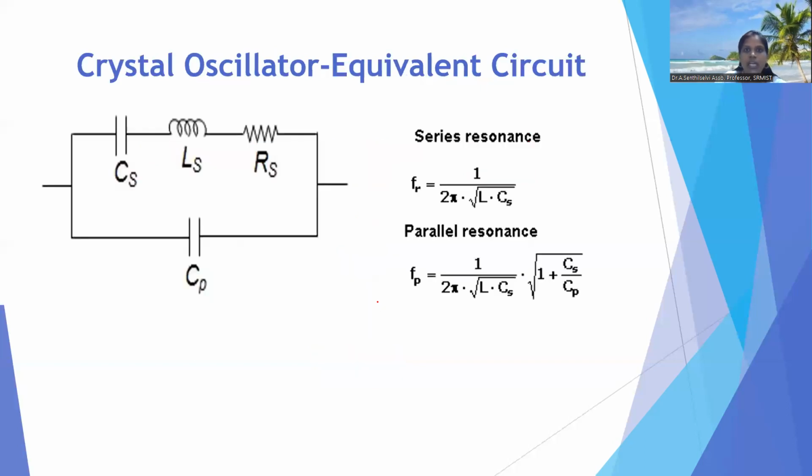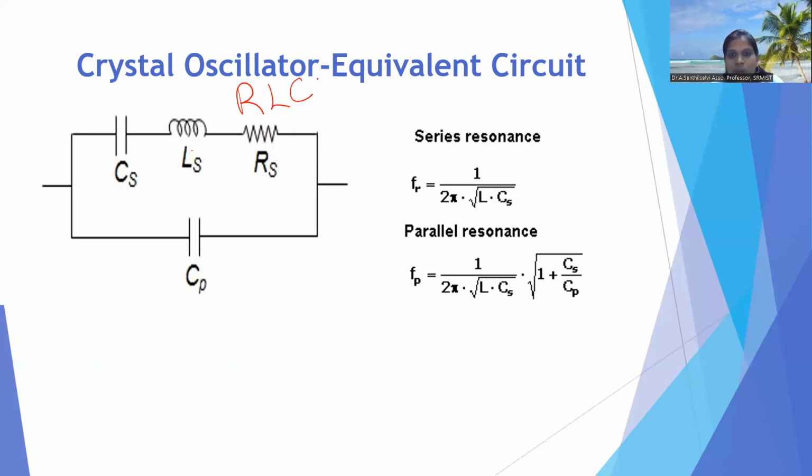Then the crystal oscillator equivalent circuit. How is the crystal actually working? It looks like it works as an RLC circuit. So how this RLC circuit really works is how the crystal oscillator works. These are the equivalent circuit components.